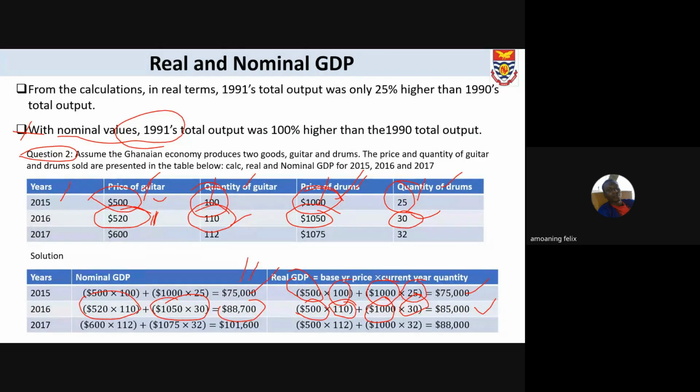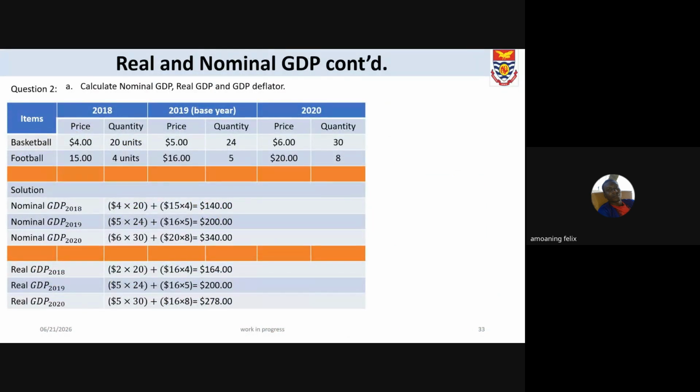So I believe you can do the same for 2017. After you have gotten your real GDP and your nominal GDP, they can go further and ask you to calculate the GDP deflator or the price index. And how do we do that? That is a different question. The one that you are seeing on the screen is also a different question. So when I share it with you, you can go through it, how to calculate the nominal GDP and how to calculate the real GDP.